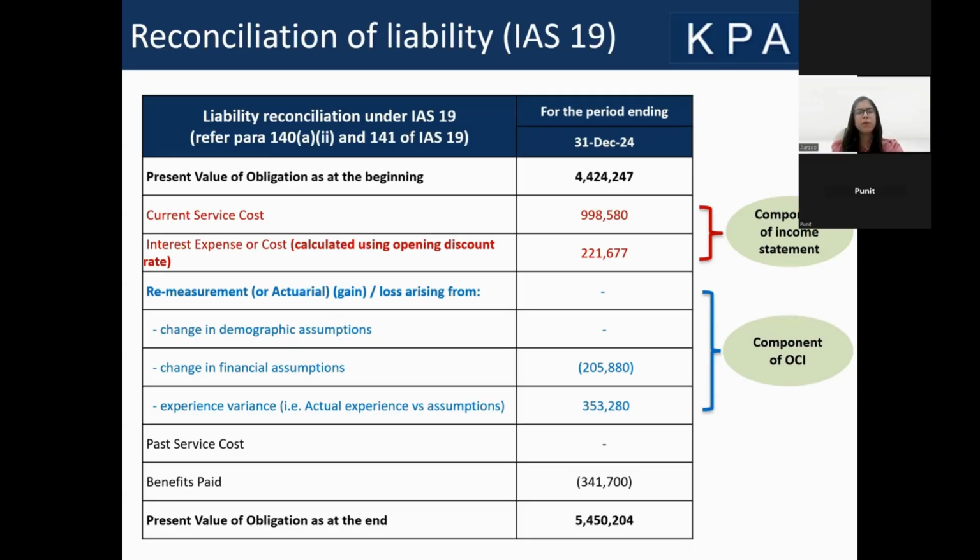Then comes the benefit payouts. Any EOSB benefit payout that you have done during the year will be captured here. After considering all these factors, we arrive at the closing present value of obligation, which represents the company's updated liability as at 31st December 2024. Now, this reconciliation ensures all movements in EOSB obligations are transparently accounted for, helping the stakeholders understand how assumptions, costs, and payments impact the company's financials.